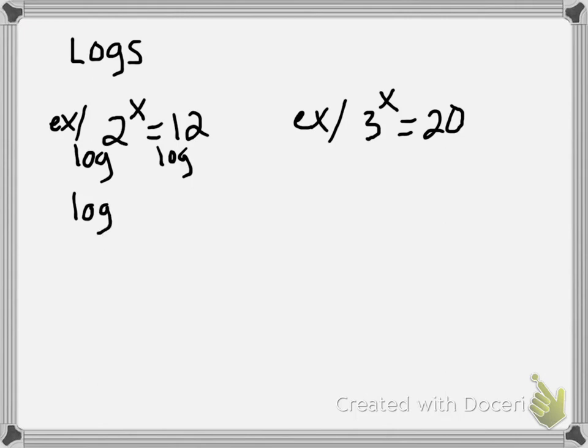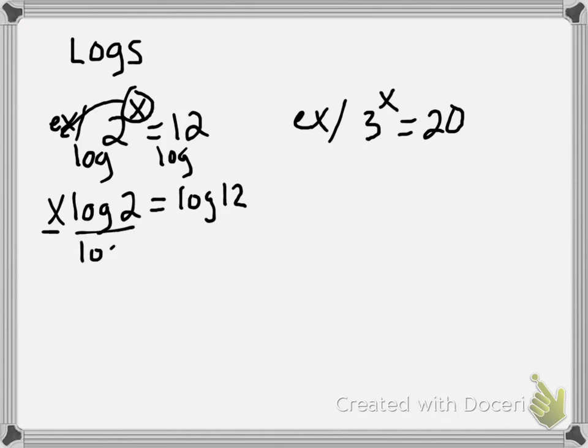Let me see how he does this. Oh, he pulls this exponent and puts it in front, so that goes x log of 2 equals log of 12. Okay, and then since you're solving for x, all you have to do is divide by log of 2 on both sides, and you would just type that in your calculator. So x is going to equal, in this case, log of 12 divided by log of 2.